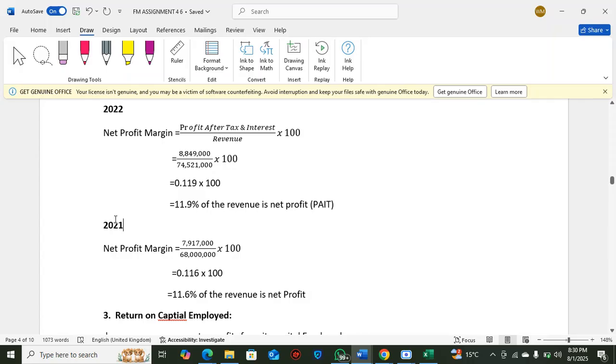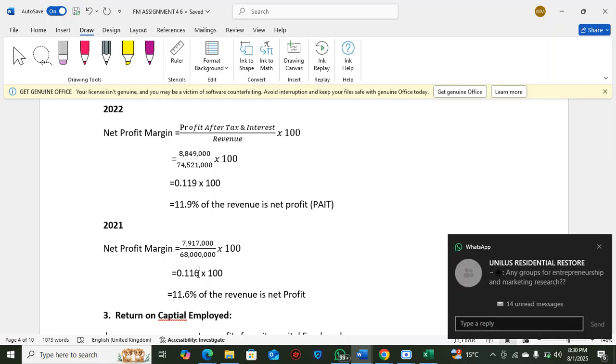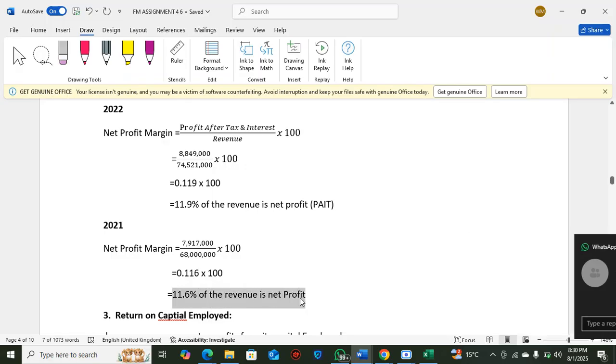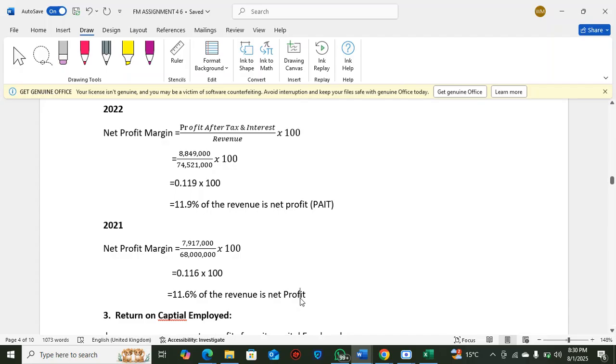Okay, we come to 2021. All right, net profit margin. Our net profit is 7,917,000. Sales revenue 68 million. So when we divide this, we get 0.116. Which is basically telling us for every one kwacha we make in sales, approximately 12 ngwe is net profit. Convert this into percentage, 11.6% of the revenue is net profit.